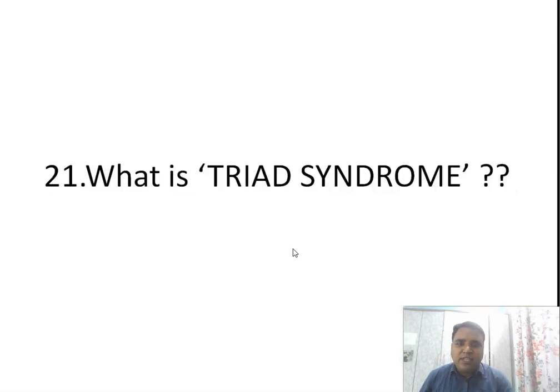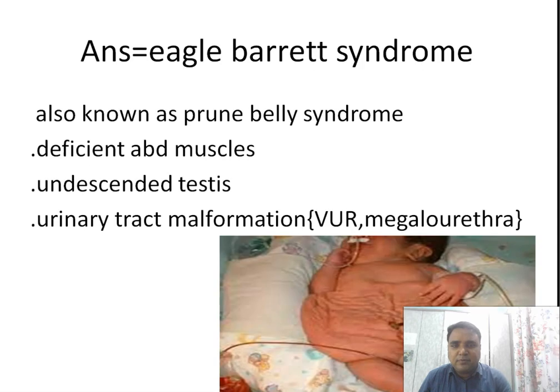To start with, what is triad syndrome? Interestingly, it is the same as Eagle-Barrett syndrome or prune-belly syndrome. The components are deficient abdominal muscles, undescended testes, and urinary tract malformation in the form of megaureter and megalourethra. So we have to remember all three names. Triad syndrome is equivalent to Eagle-Barrett syndrome, which is equal to prune-belly syndrome.